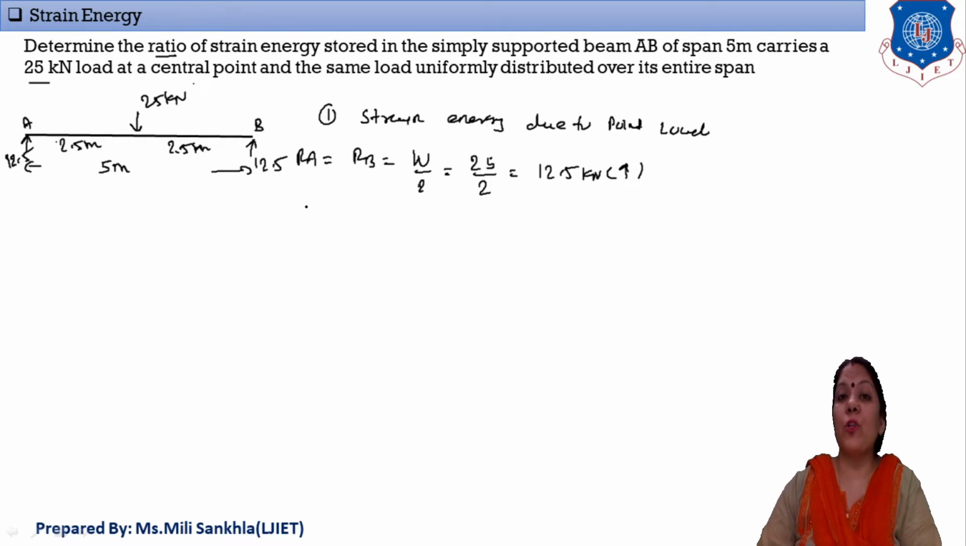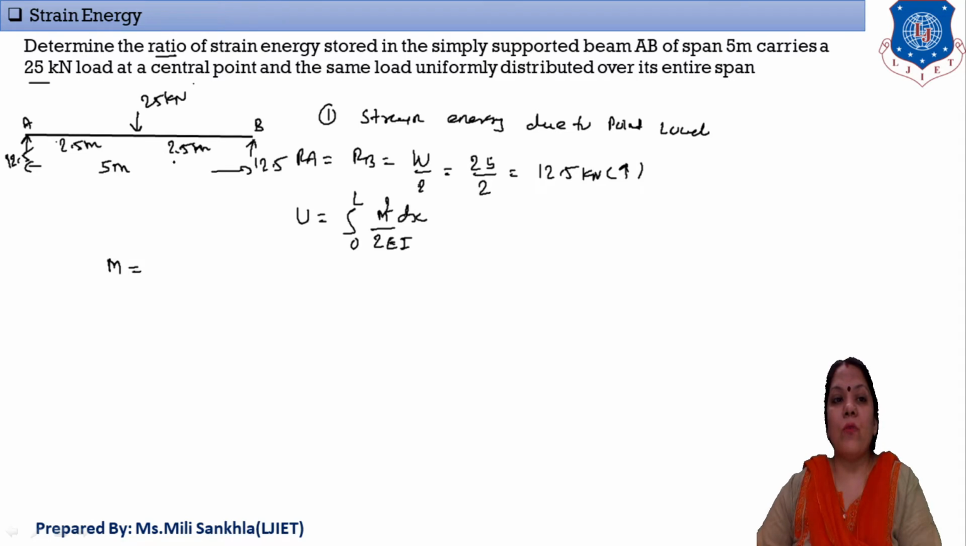Now what is the equation of strain energy due to bending? U is equal to the integral from 0 to L of M square by 2EI into dx. Now we find the equation of moment. We can take the equation from the left side and also from the right side. Suppose here I take a section XX and this distance I consider as x.